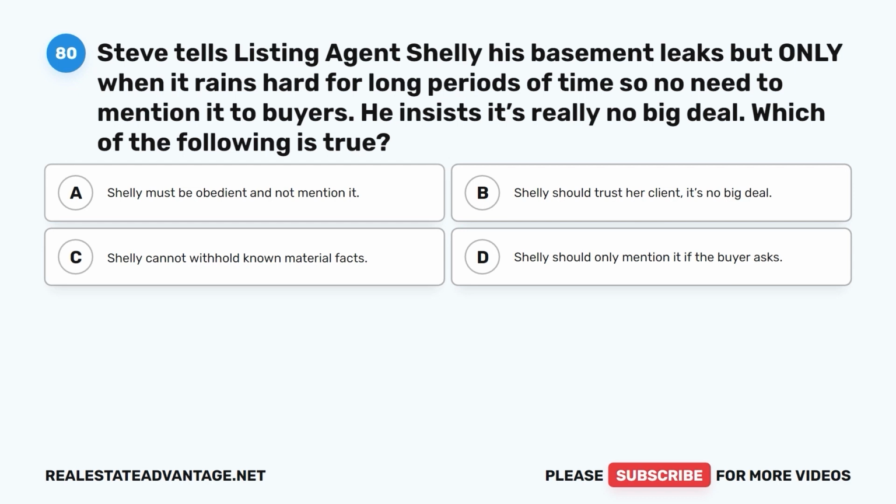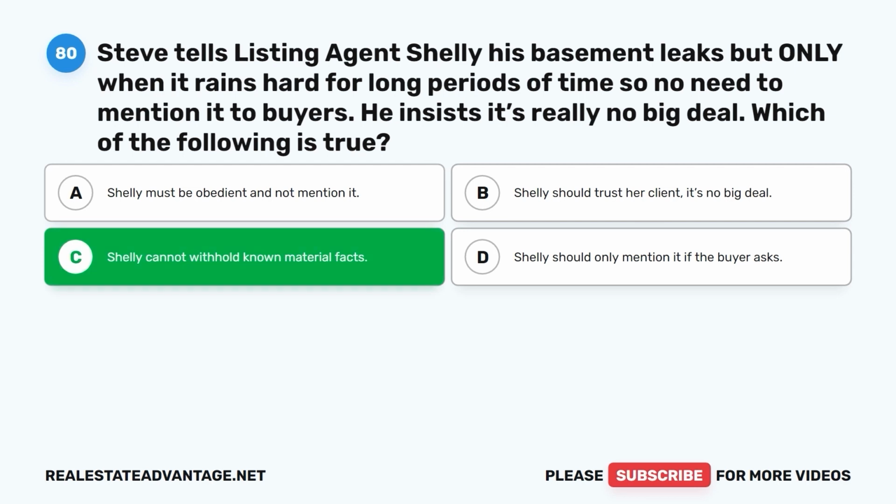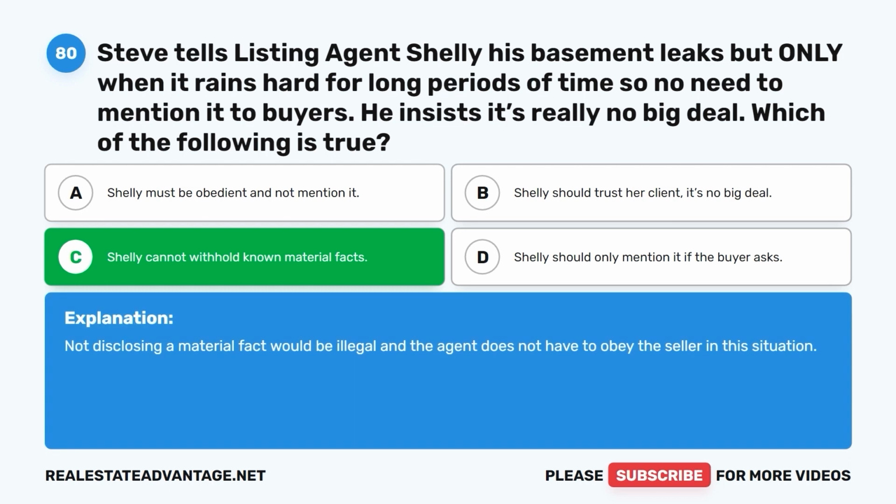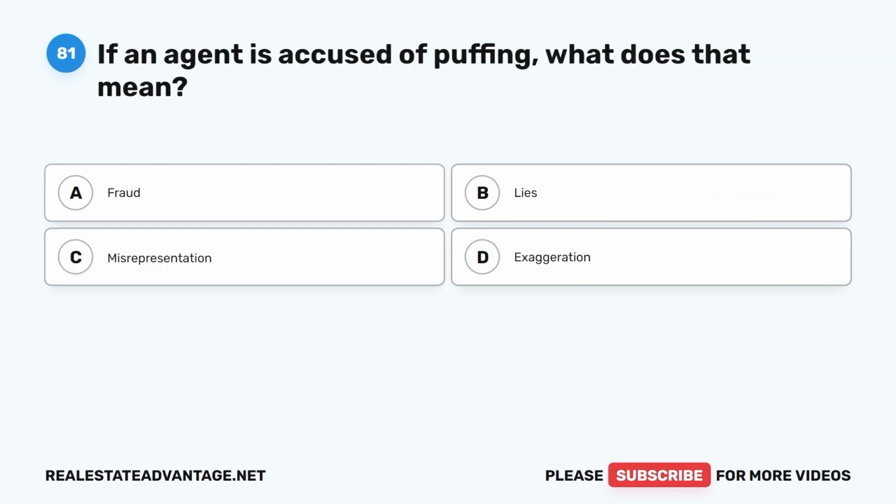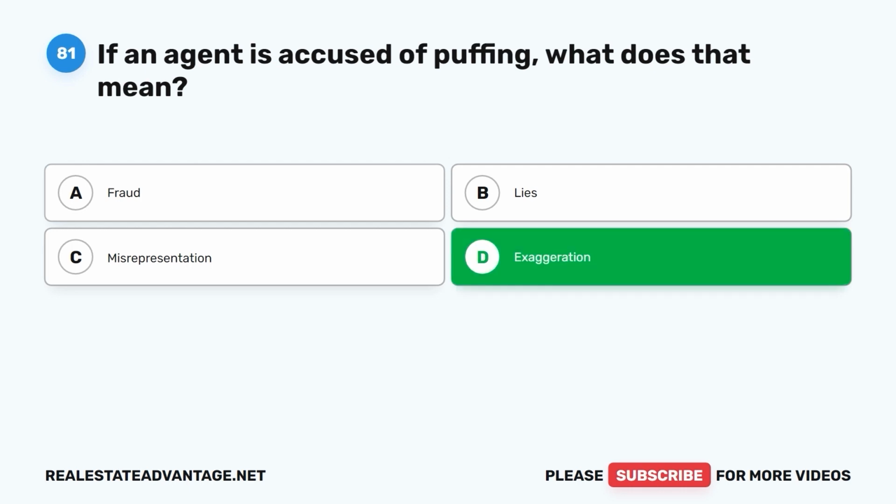The correct answer is C. Shelley cannot withhold known material facts. Not disclosing a material fact would be illegal, and the agent does not have to obey the seller in this situation. Question 81. If an agent is accused of puffing, what does that mean? A. Fraud. B. Lies. C. Misrepresentation. D. Exaggeration. The correct answer is D. Exaggeration.